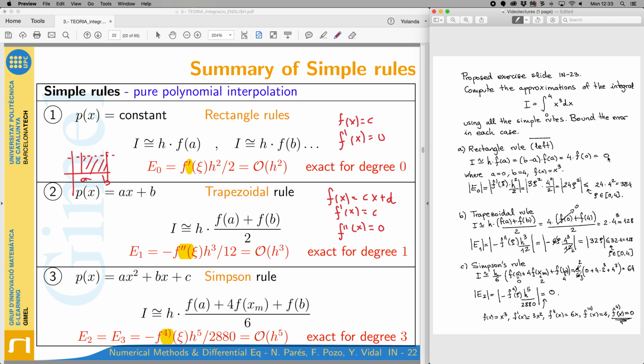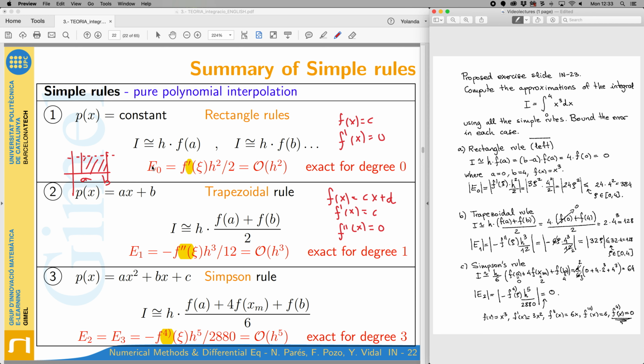That's the approximation we got for the rectangle rule, which is a really bad approximation. I know that. This is going to happen with all the simple rule methods. We will improve this in the next lecture with composite rules, but for today we will leave it like that, okay? I know it's a very big error. However, we can try to bound the error.